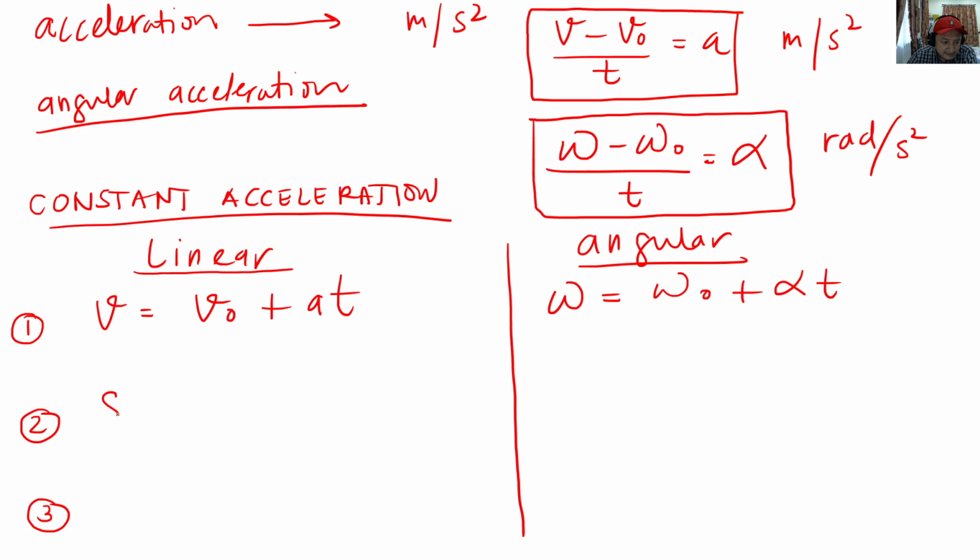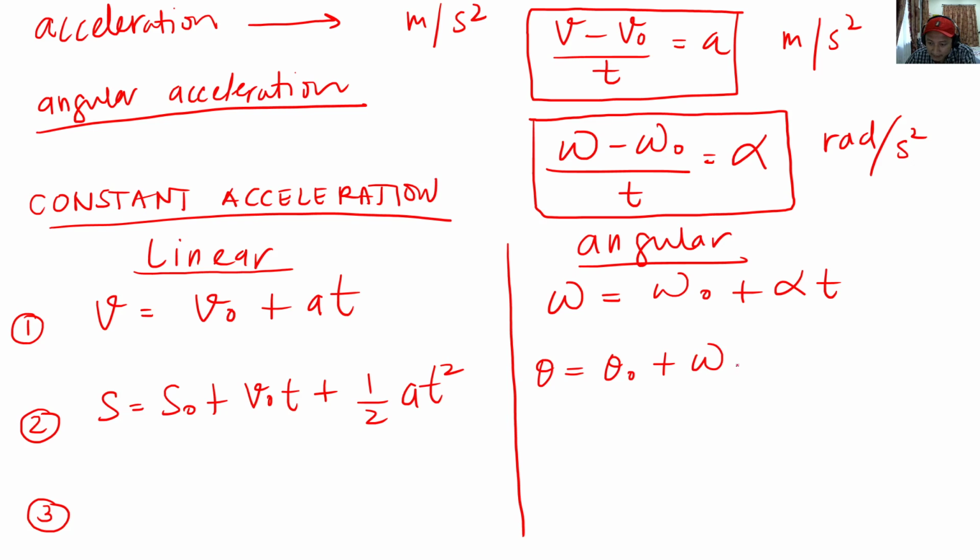Second formula. S is equal to S naught plus V naught T plus half A T squared. Same thing here, S now you got to change. Theta equals theta naught plus omega naught T plus half alpha T squared. Looks complicated a bit, but you get the hang of it.